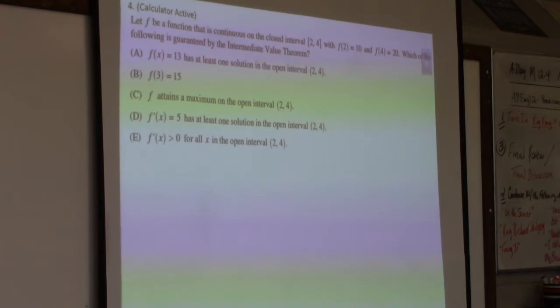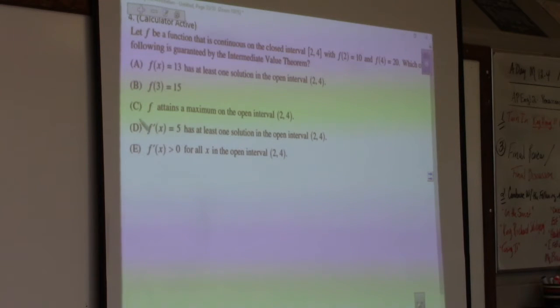Now, which ones can we toss out automatically, having to do with the intermediate value theorem? D and E. Yep, D and E. Those would have to do with what? Mean value theorem or just plain derivative. So we can get rid of that one and that one. And looking at these, which one is guaranteed? Only one of them is, by the way.